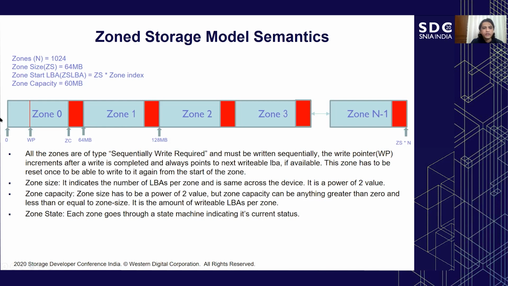And another point is the write pointer. As and when we write into a zone, the write pointer keeps on incrementing. If we write 1 LBA when the write pointer initially is at 0, the write pointer gets incremented by 1, and so on and so forth.